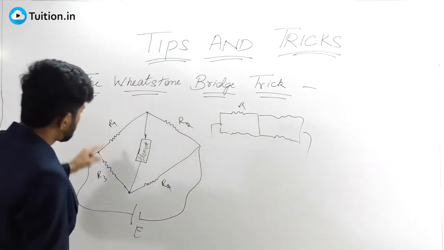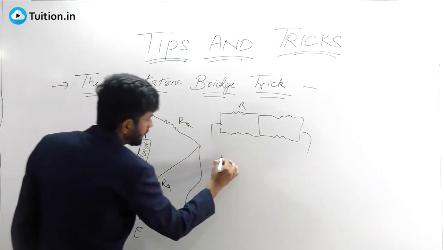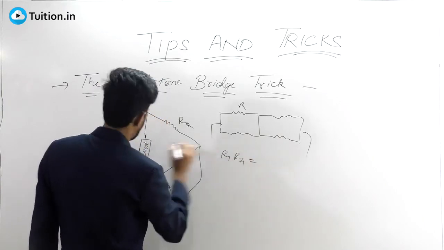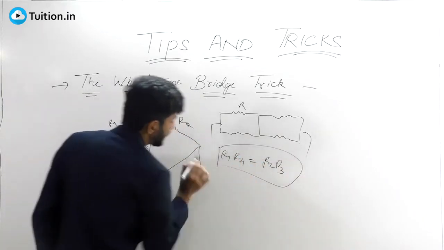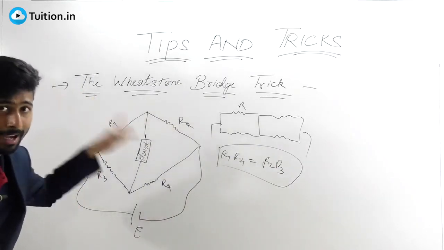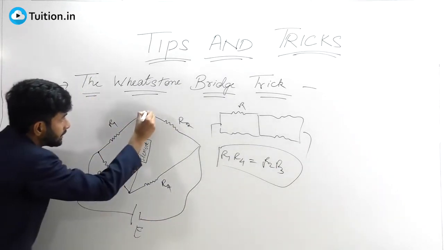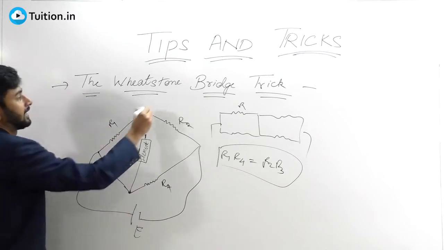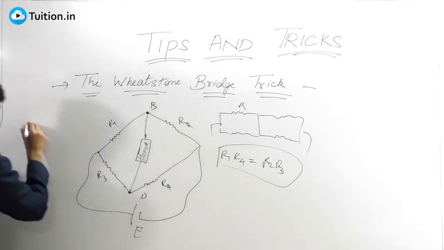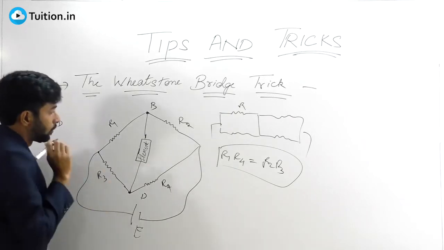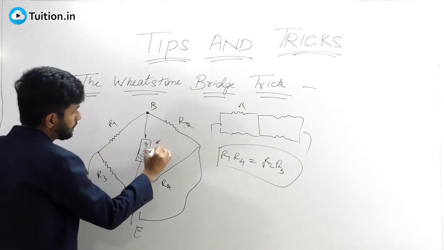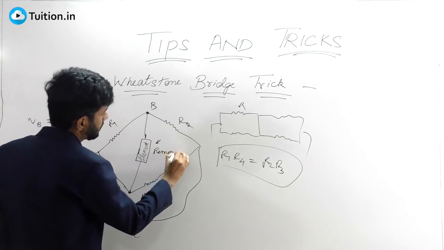So the condition here is if your R1 into R4 is equal to R2 into R3. If this happens, then the Wheatstone bridge is said to be balanced. In that case, this point and this point, B and D, will be at the same potential. Your VB and VD have to be at the same potential. So that means this element can be removed.